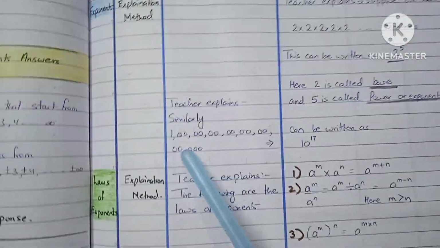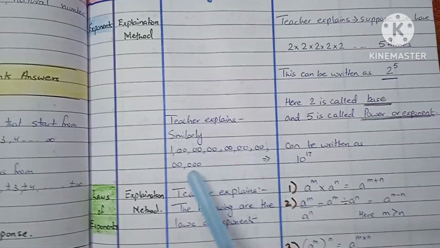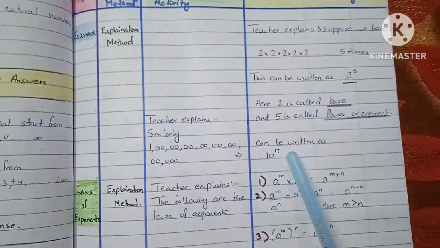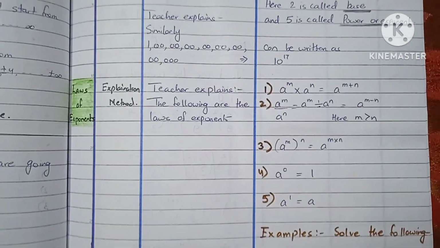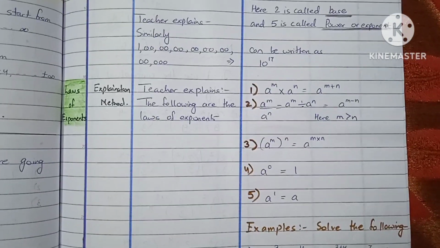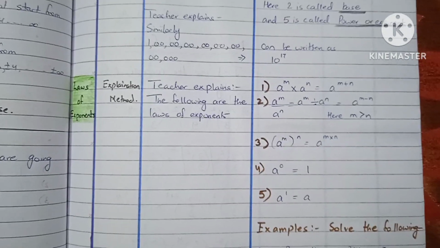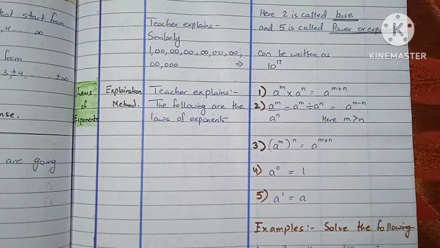So now she says that we can count this with the number of zeros over here, and this is 10 raised to the power 17. Now the teacher explains to the students all the basic laws of exponents. So these are given over here.